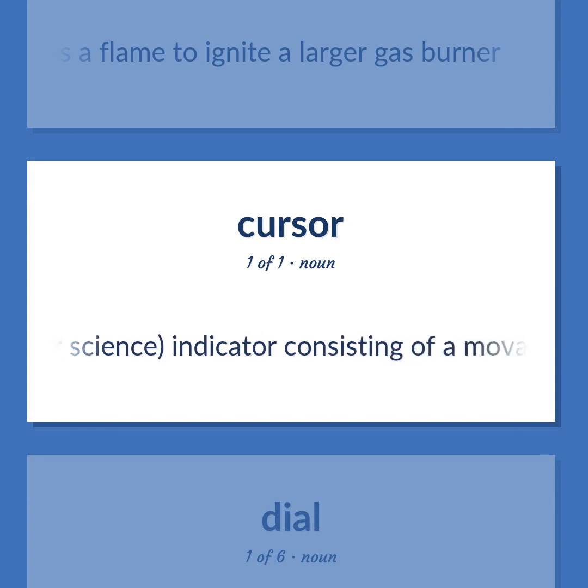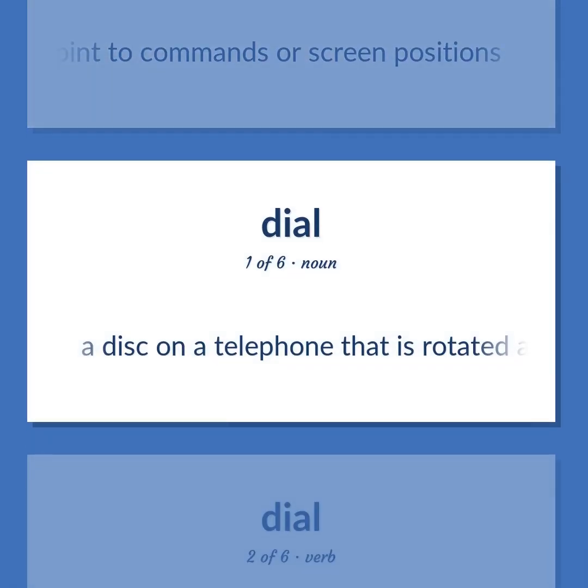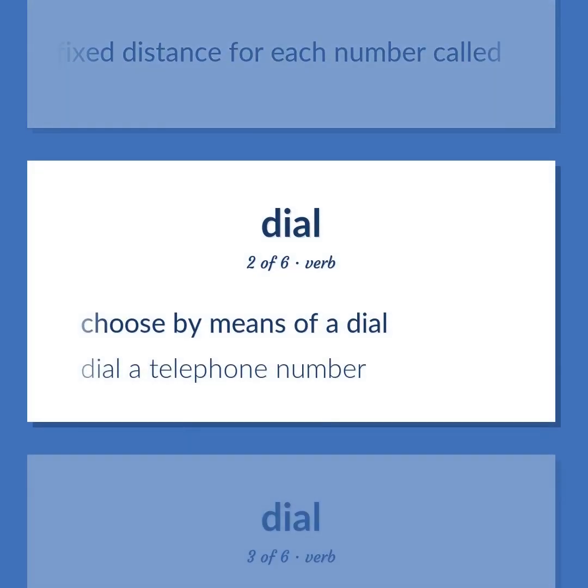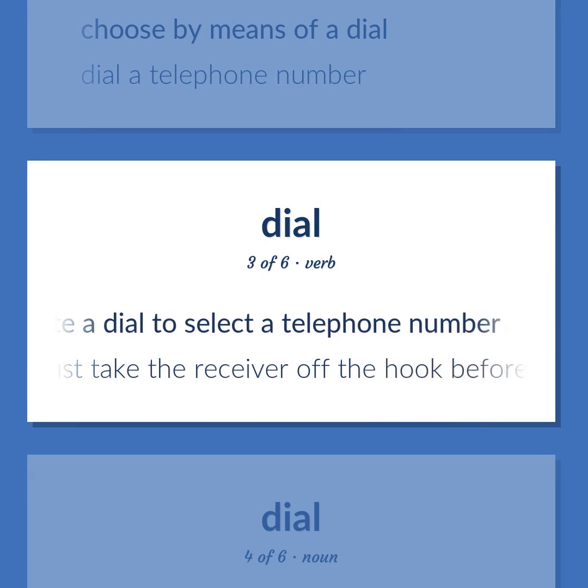Computer science. Indicator consisting of a movable spot of light, an icon, on a visual display. Moving it allows the user to point to commands or screen positions. A disc on a telephone that is rotated a fixed distance for each number called. Choose by means of a dial. Dial a telephone number. Operate a dial to select a telephone number. You must take the receiver off the hook before you dial.